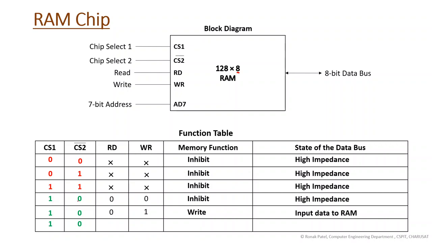Then 1 0, at that time your chip is enabled. But if you don't specify read and write, right, your RAM chip will not do anything. Then read 0, write 1, it is in a write mode and the data will be taken from your data bus to RAM, means data will be written to the address specified from this address line. Then when read is 1, we don't care about write, okay? So in that, the memory function is read and the data is output data from your RAM. We are reading the data, okay? So we can perform read and write, that's why we have a bi-directional data bus.